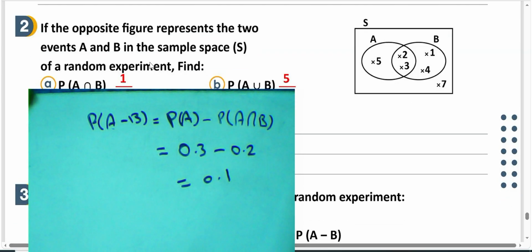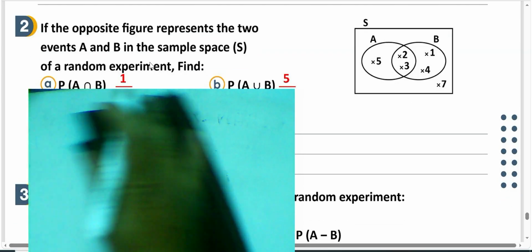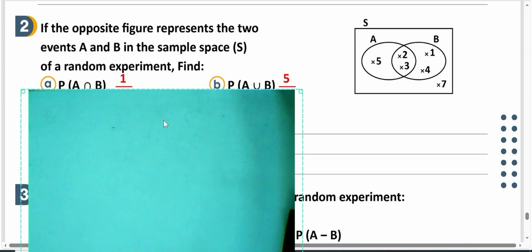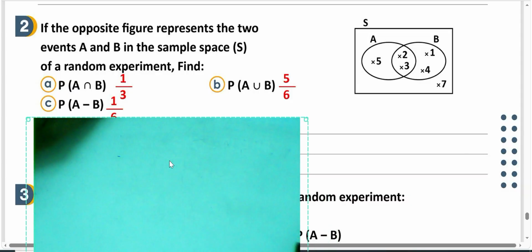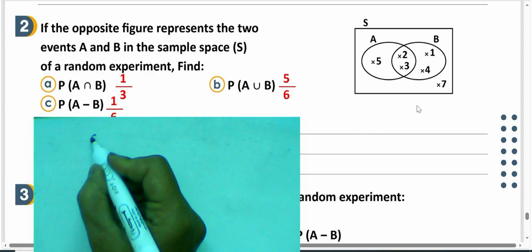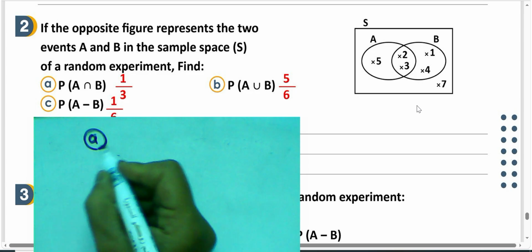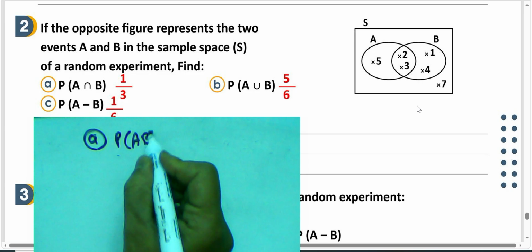Next question. In the output figure, he wants to find the solution here. First, I will explain the steps. Okay, first, letter A. He wants to find the probability of A intersection B.